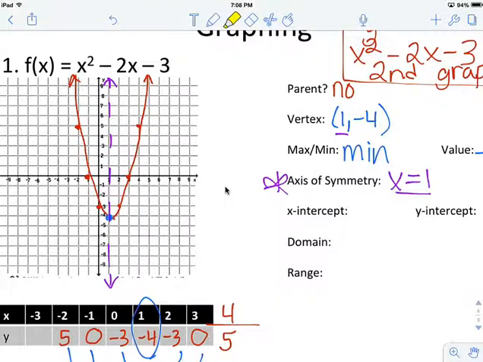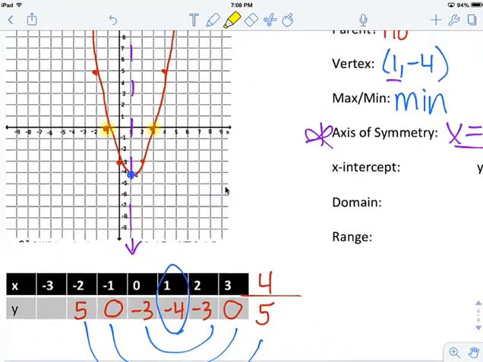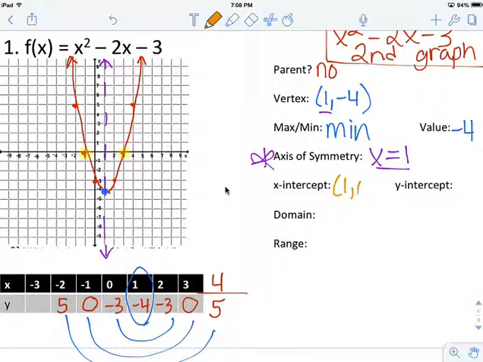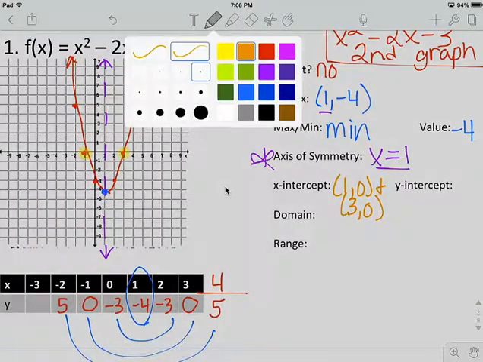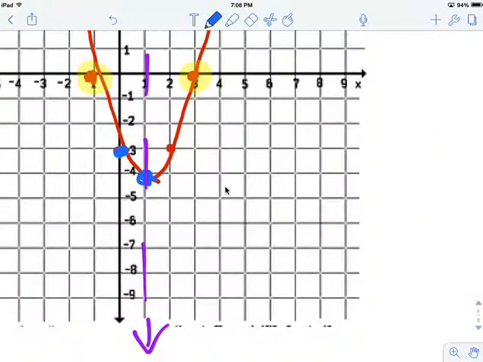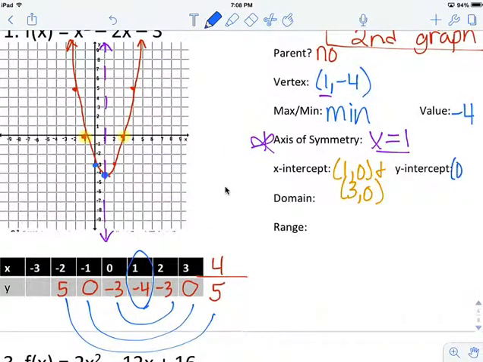We have two x-intercepts here. We have one here and one here. So we're going to write that as 1, 0 and 3, 0. And we have a y-intercept right here at -3. So we label that 0, -3.